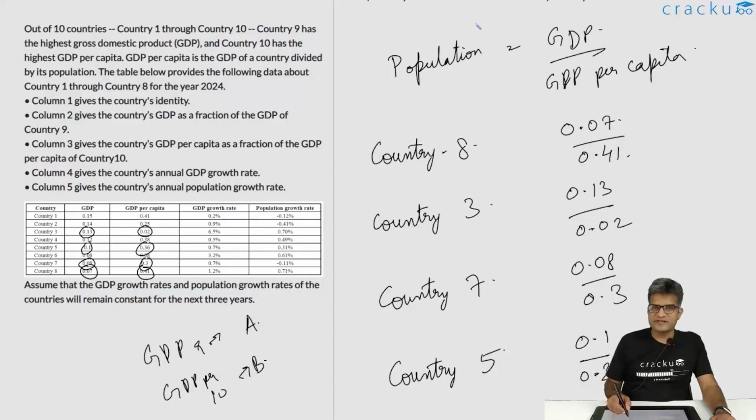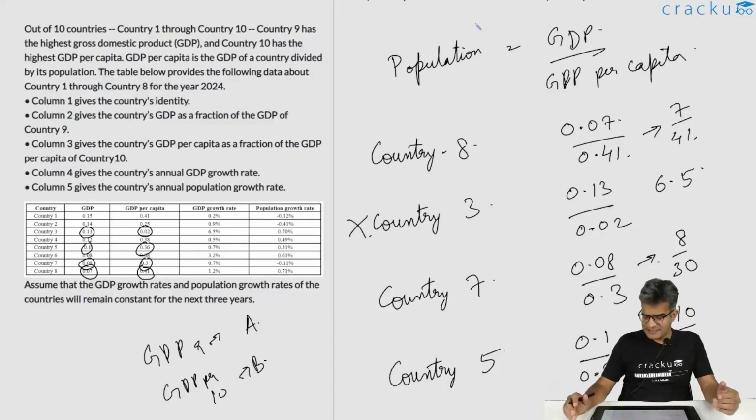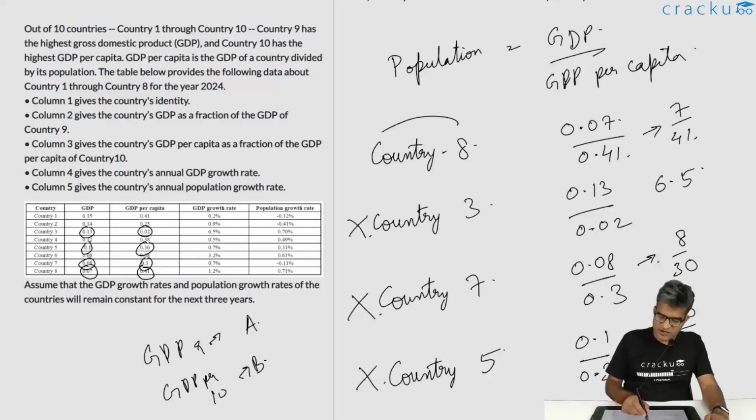It will not be country 3 because 0.13 divided by 0.02 is 6.5. This is greater than 1. So it is not this one. If you are just comparing it with country 8, which seems to be something like 7 by 41, this is 8 by 30 and this is 10 by 36. I am just removing the decimals, nothing other than that. 7 by 41 is approximately 1 by 6. So it is lesser than country 7, which is 8 by 30. So 8 by 30 is approximately 1 by 4, or 10 by 36, which also will be approximately 1 divided by 3.5. So it is not even this. So the smallest will be country 8.